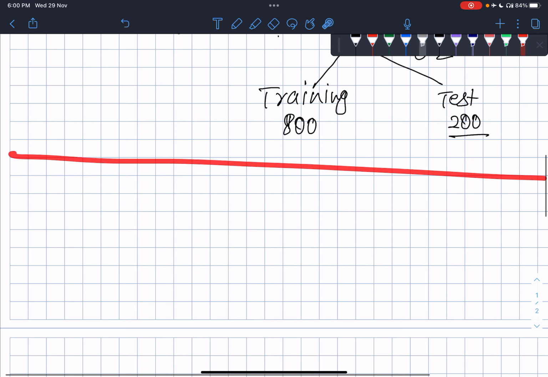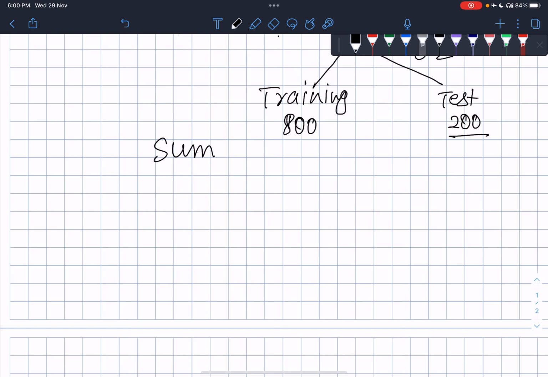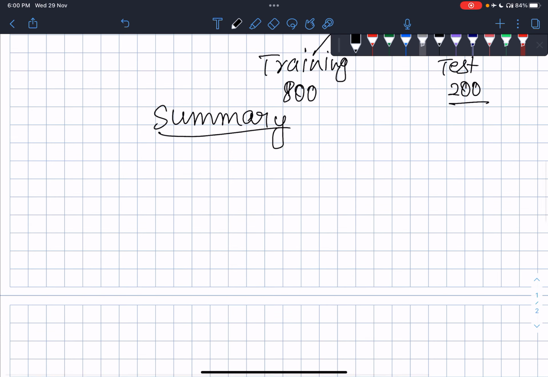So let's summarize what we have learned so far. We are building a model which will predict on new data. The data we have may be very small, like 10,000, but the data we get in the upcoming time will be around 1 million, so it is a very large data set.